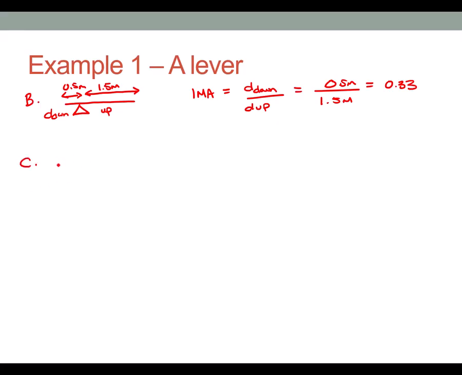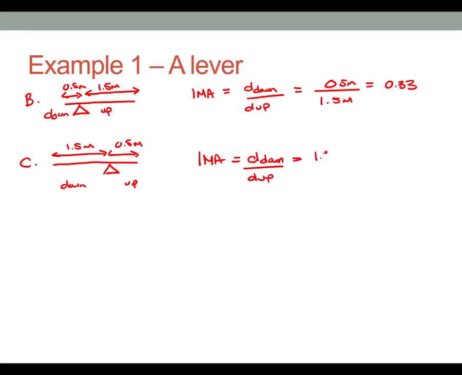Okay, so a similar example, but now we're going to move the fulcrum to the other end. So this is going to be our 0.5 meters, and this side is going to be our 1.5 meters. And again, this is our downside, this is our upside, so our ideal mechanical advantage in this case is going to be 1.5 meters divided by 0.5 meters, which is 3. Yay!